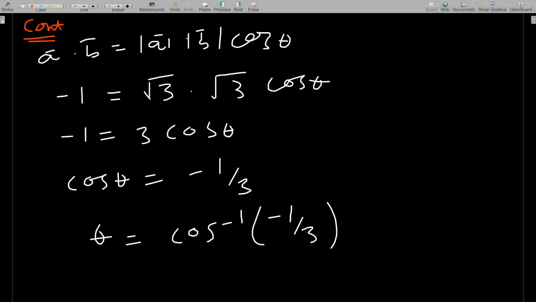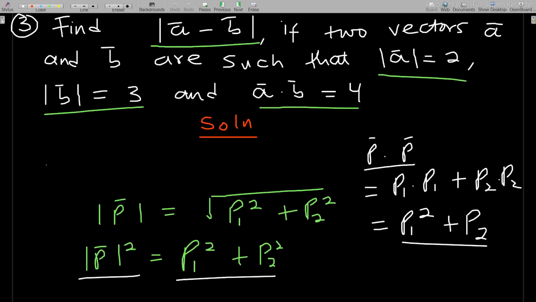Let's go through a more tricky question. The whole thing in a bracket, you want to find its magnitude. Let me write it well for you. Now the two vectors A and B are such that the magnitude of A is given as this, the magnitude of B is that, and A dot B is that.